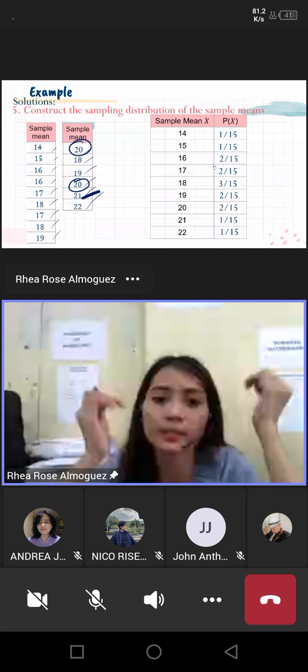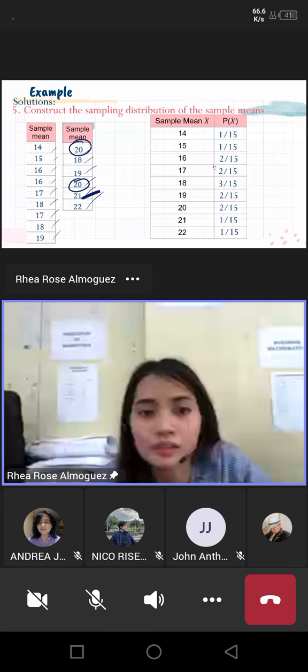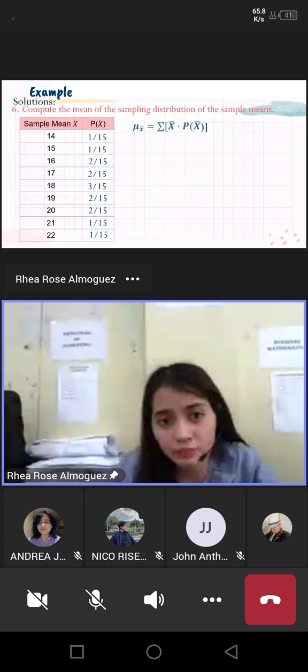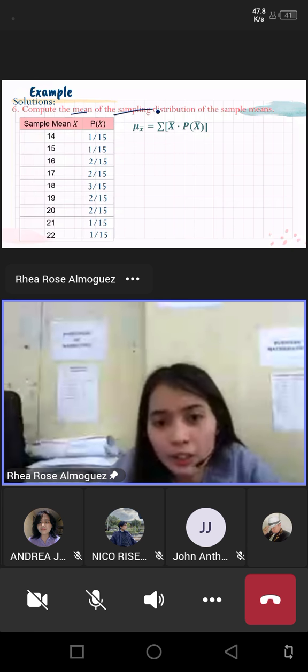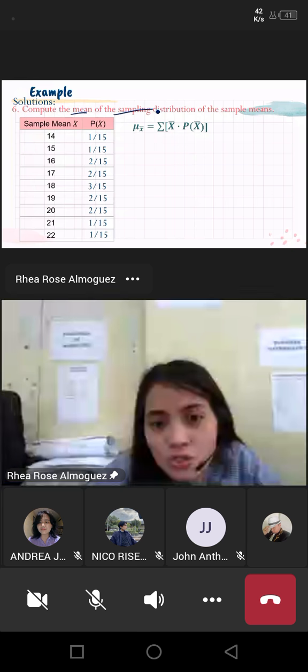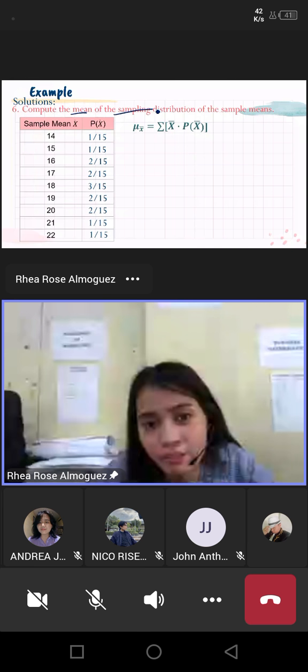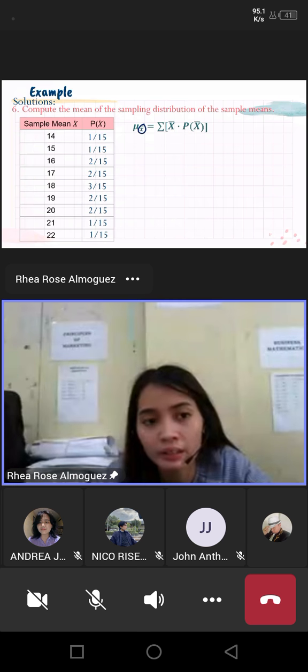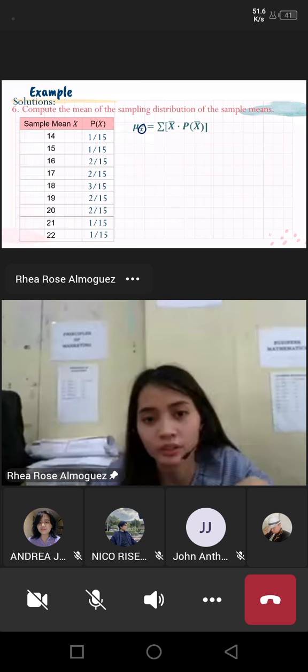Okay. Alright. So now, let us compute for the mean. Kasi ang formula natin for the mean of the sampling distribution, iba na to. Kanina kasi mean of the population eh. So kapag nakakita kayo ng gantong symbol na subscript ng X, na may X bar, we are referring to the sampling or sample. Okay? Kapag wala yan, population tayo.